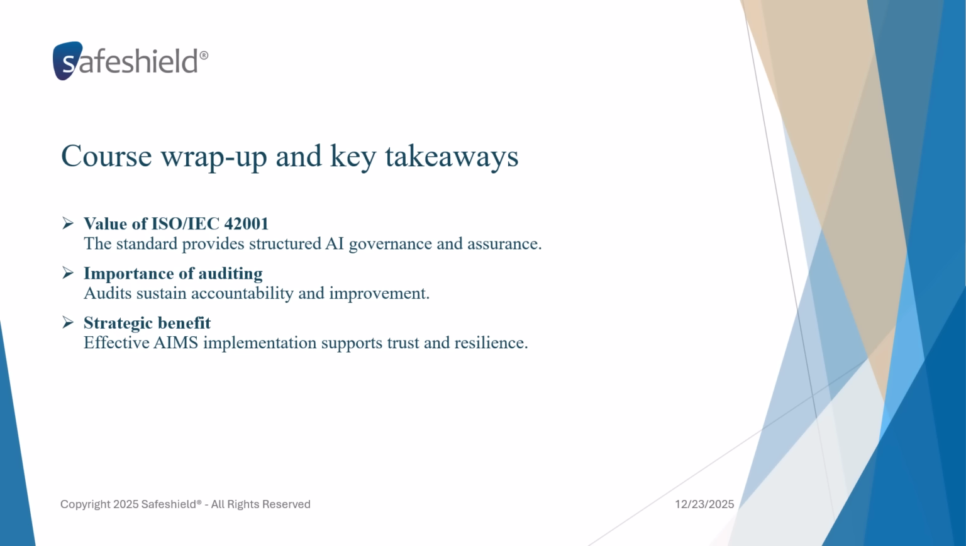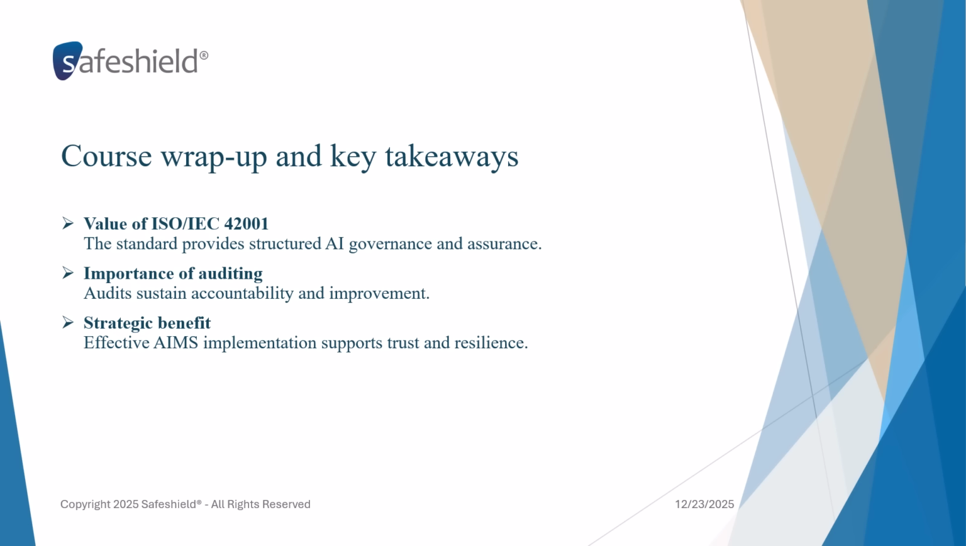ISO 42001 provides organizations with a structured, auditable approach to governing artificial intelligence systems across their lifecycle. The standard establishes clear expectations for leadership accountability, risk-based planning, operational control, monitoring, auditing, and continual improvement. By implementing an artificial intelligence management system, organizations move from informal or fragmented AI oversight to a systematic governance model that can be demonstrated through evidence.